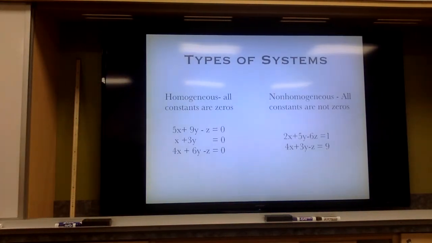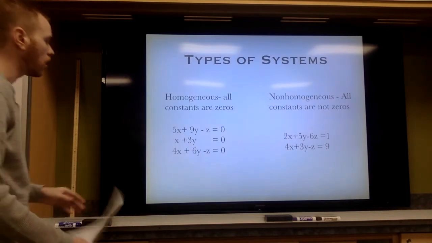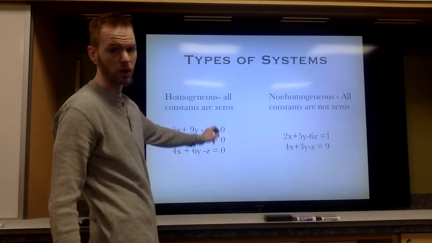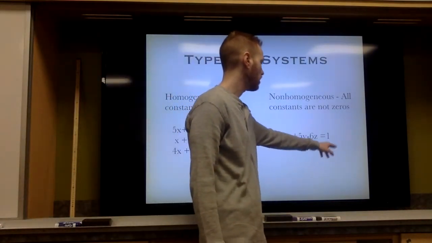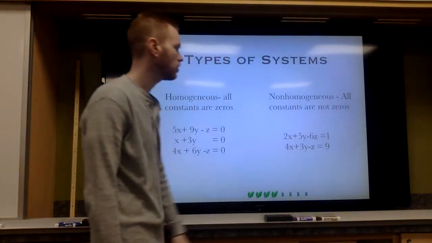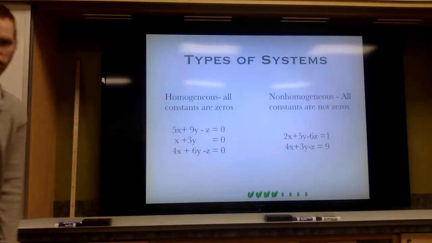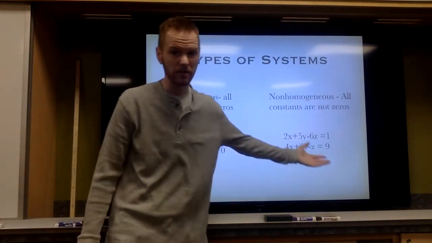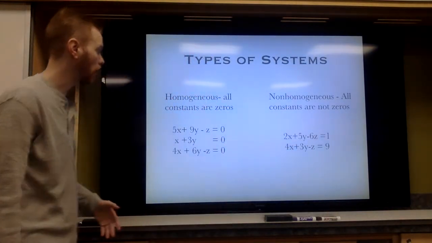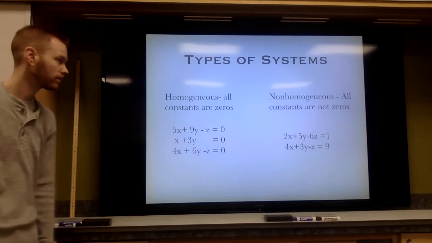Two different types of systems. We have homogeneous, which is when all the constants on this side are zeros. And then non-homogeneous, that system is when the column over here, the constants, are not zeros. In other words, these are just adjectives. That's all they are. They're just describing what type of system you have.